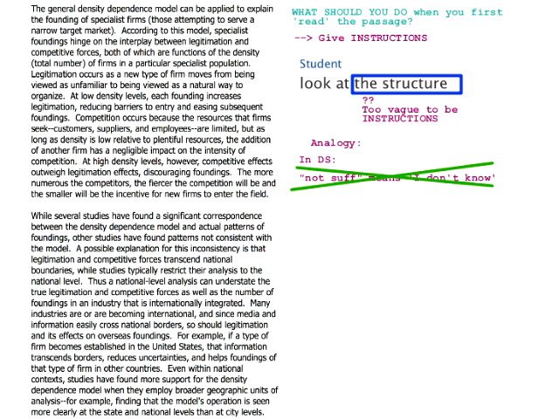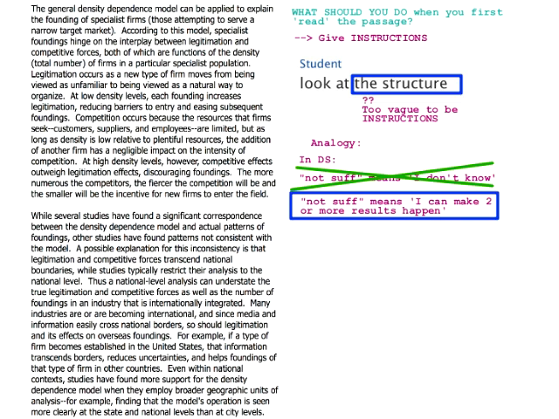But not sufficient means I can make 2 or more results happen in the problem. Aha, there you go. This is concrete. This is something you can actually try to do. This is not concrete. I know the books use the word structure in various places, but when you see things in books that are not something you can actually act on, you should change them into something that is. Okay, so there's a lot of words here. Let's take a look.